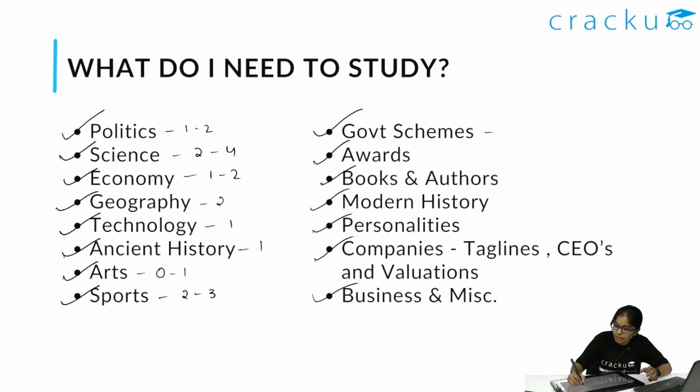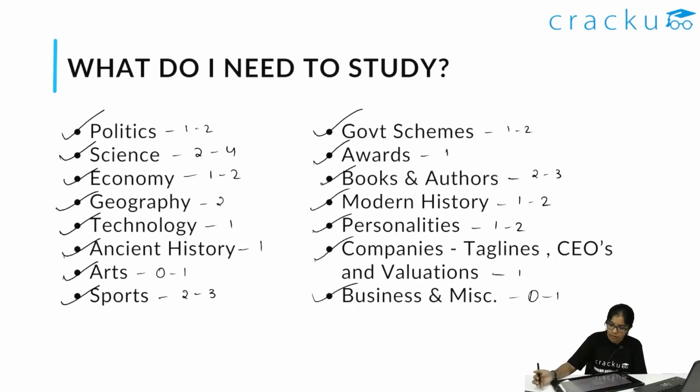Coming to schemes, we can expect at least 1 to 2 questions, from awards 1, from books and authors at least 2 to 3, from modern history at least 1 to 2, and from personalities 1 to 2. From companies, taglines, CEOs and business we can expect at least 1, and from business 0 to 1. Based on this and your interest, try to make the most of these topics.